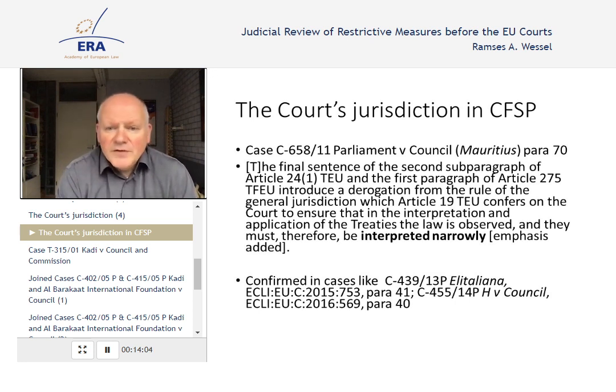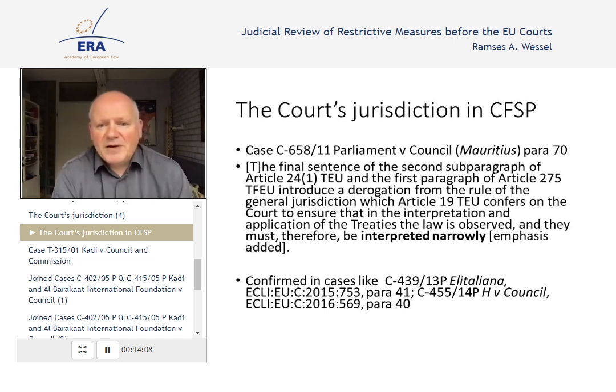The final sentence of the second subparagraph of Article 24 and the first paragraph of Article 275 introduce a derogation from the rule of the general jurisdiction which Article 19 TEU confers on the court to ensure that in the interpretation and application of the treaties, the law is observed. And they must, therefore, be interpreted narrowly. This means that basically what the court says here is that what is important is the role of the courts in general on the basis of Article 19 to provide judicial protection to everyone. The exceptions in relation to CFSP should be interpreted narrowly.